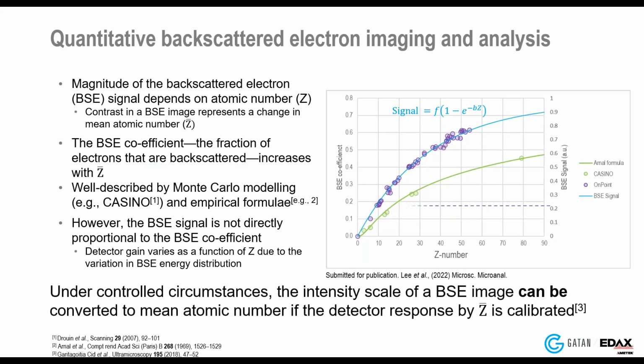However, under controlled circumstances, you can calibrate the intensity scale of a backscattered electron image by mean atomic number with a calibrated detector. And as a demonstration of this, we collected quantified backscattered electron data from 60 high purity materials of known stoichiometry using the OnPoint detector, and that's the purple dots that you can see in this chart. These samples included compound semiconductors, oxides, sulfides, minerals, and glasses, and we see an excellent fit of the data points to the trend line. This gives us great optimism that we're able to use this technique to reliably interpret the backscattered electron intensity from a wide range of different materials.